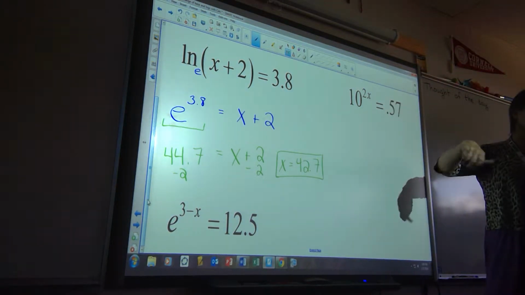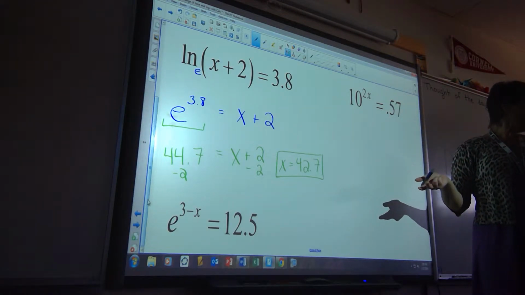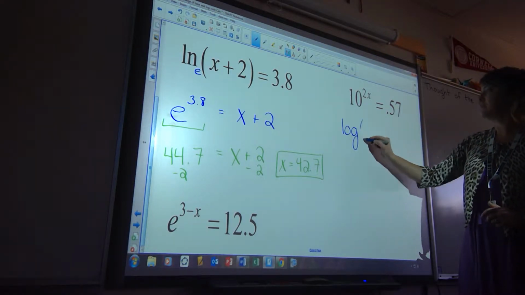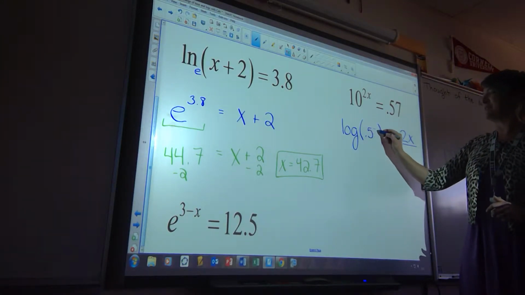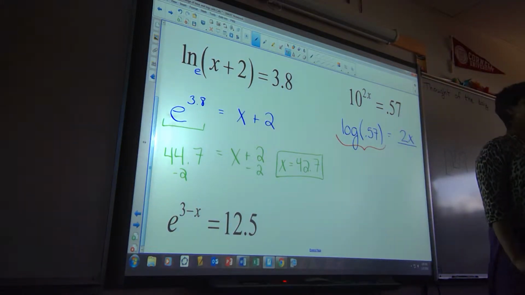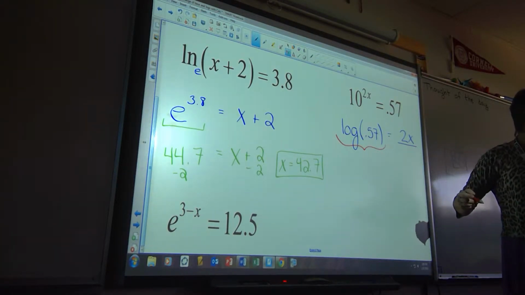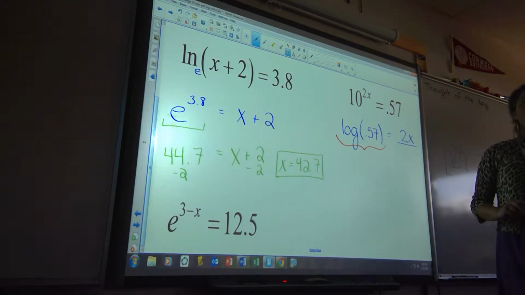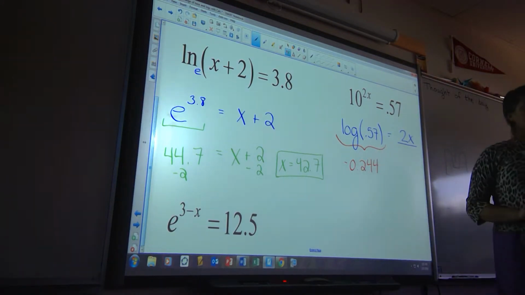This one, the x is in the exponent, so I do have to write this one as a log. This would be log base 10, so that would be log of something equals something. The 2x goes here, the 0.57 goes here, and then we can reach for our calculators to figure out what this is. What do we get for that? Luckily, that's base 10, so we use just the LOG button. -0.244. Yep, that sounds about right to me.